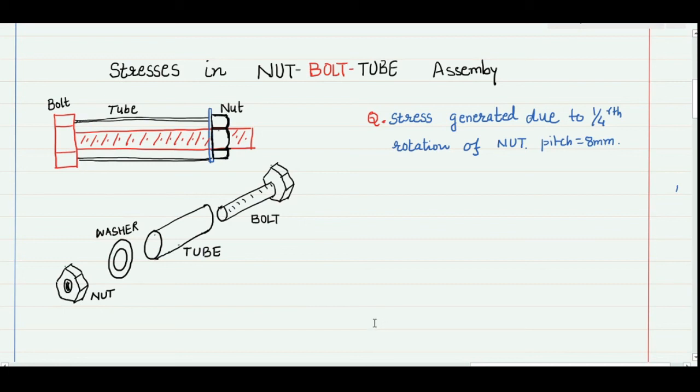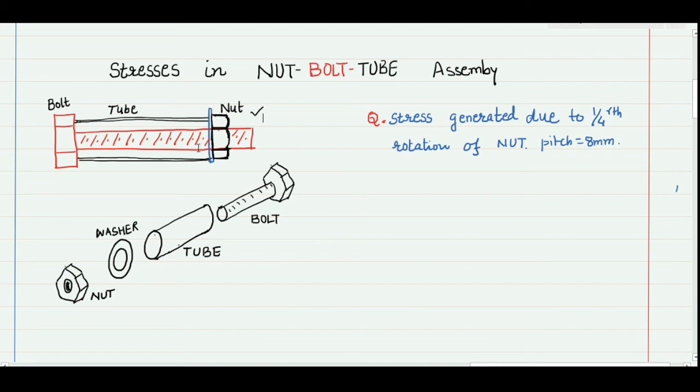The similar concept we are going to use further when we talk about thermal stresses. So let's understand this problem. First, understand the assembly. This is an assembly of bolt, nut, washer and a tube. Here I have given an expanded view: the nut will come first on the bolt, then the washer will come, and finally the nut will come. So this would be your final assembly, and what is asked is, if I give some rotation to this nut, what will be the stresses in the tube and the bolt?